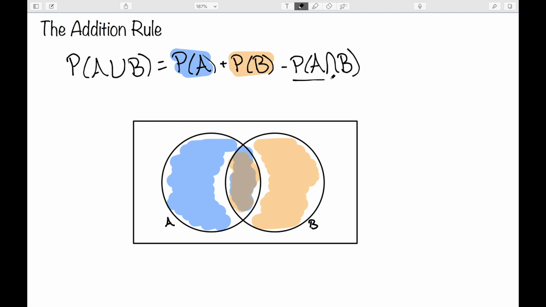And so now I can see that we've counted the intersection right here twice. So I'm going to remove one of my countings. That's the reason I subtract out A intersect B. So I'm going to count everything in A, everything in B, and then remove everything I've double counted.